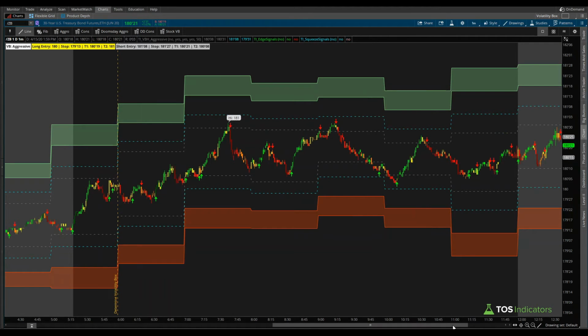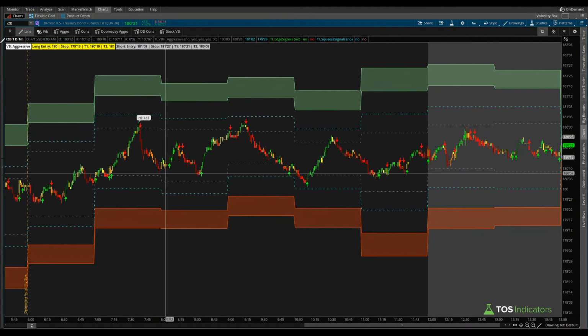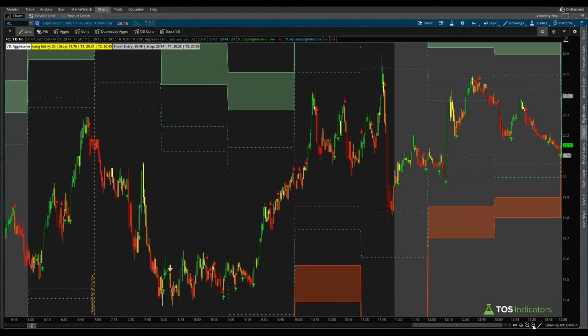But otherwise, no entries in the bonds, right? We're still waiting for the actual breaches. None of those happened along with any squeeze signals. Now moving to a chart of crude.